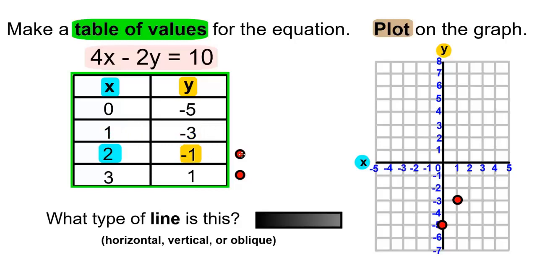When x is 2, y is negative 1. Start here, go to 2, x is 2, and y is negative 1. And finally, when x is 3, y is 1. So x is 3, and y is 1. What type of line is this? So connect the dots. You should be getting a straight line. And this type of line is an oblique line.